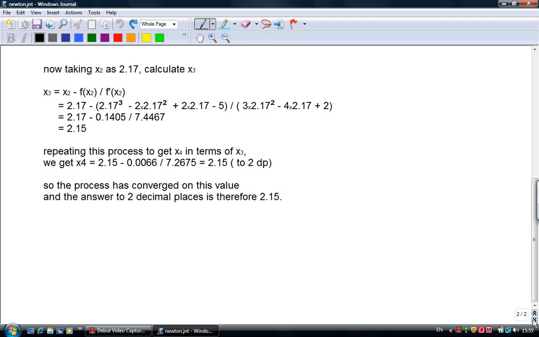And repeating that process to get x4 in terms of x3, we then get x4 equal to 2.15 minus just a little bit, which actually doesn't change the 2.15. So the process has converged on this value, and the answer to 2 decimal places is therefore 2.15.